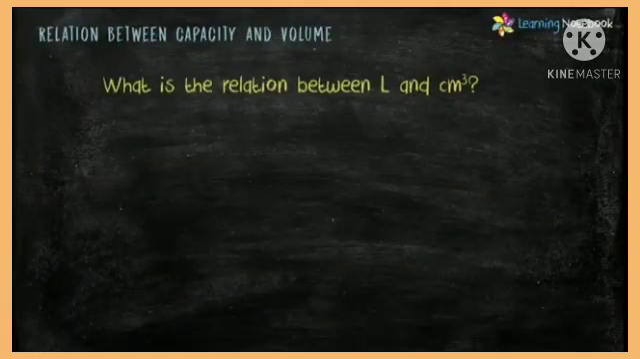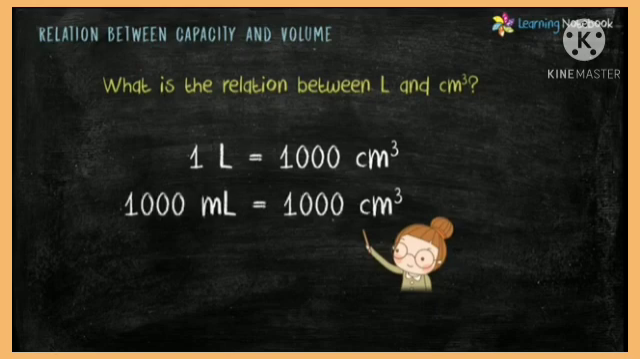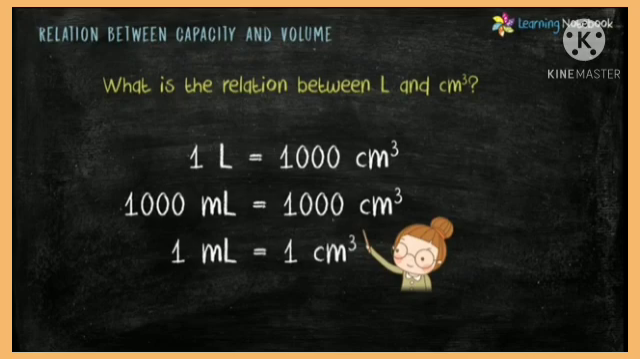Now, what is the relation between capacity and volume? Or what is the relation between liters and cubic centimeters? 1 liter equals to 1000 cubic centimeter, or we can say 1000 ml equals to 1000 cubic centimeter. This means 1 ml equals to 1 cubic centimeter. Students, this is the relation between liter and cubic centimeter.